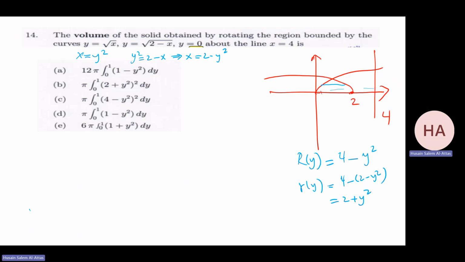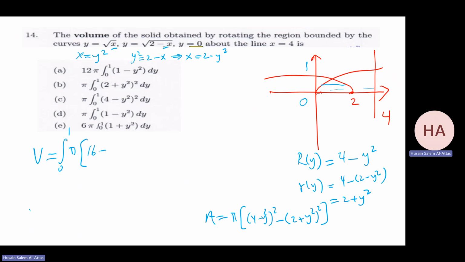Okay. Now the area will be pi times the first squared minus the second squared. Okay, so the volume from where to where? In terms of y, from 0 to 1. Yeah, very clear. At 1, they agree. So it's from 0 to 1. Pi of this. Yeah, open this parentheses. I have 16 minus 8y squared plus y to the power 4.